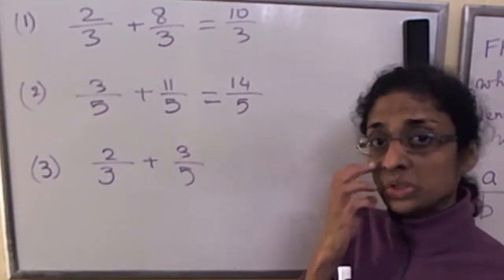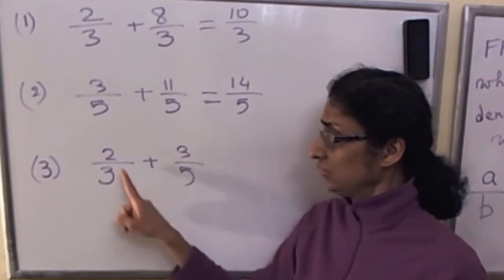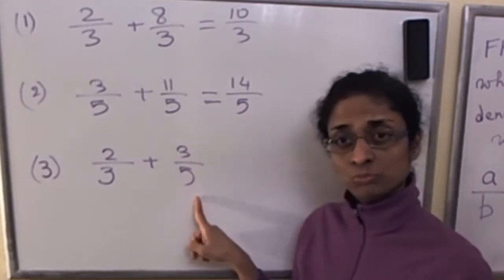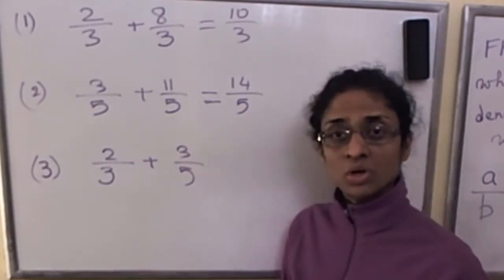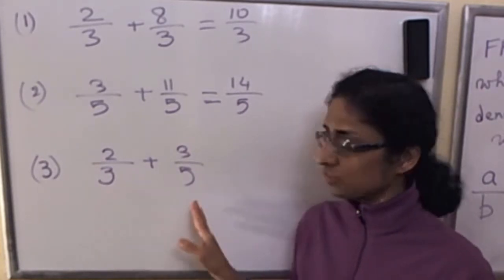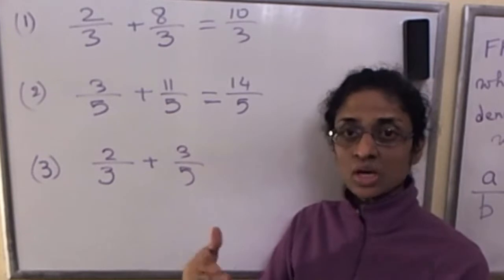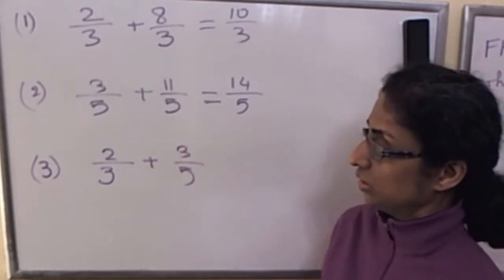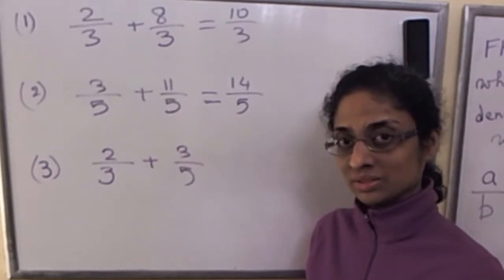So we want to use the same idea. These are 1/3 pieces. These are 1/5 pieces. We would like to convert them all into some other shorter piece, so they're all the same length. Then we can just count them just like we did out here. So how do we do that?